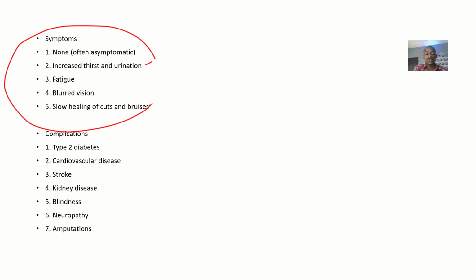So what are the complications? It can lead to type 2 diabetes, cardiovascular diseases, stroke, kidney disease, blindness, neuropathies, and amputations.